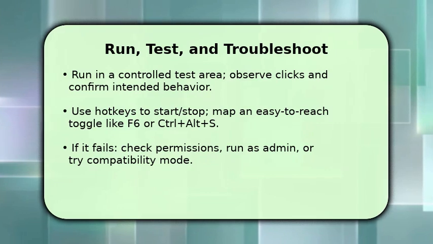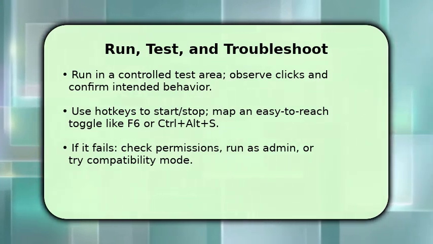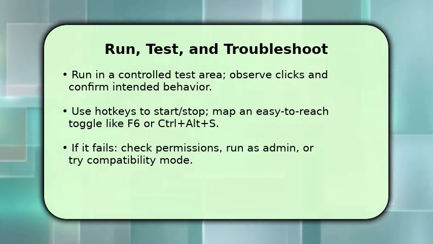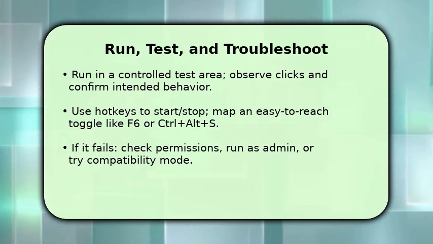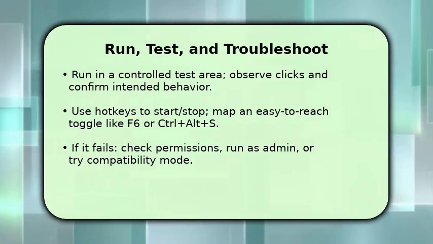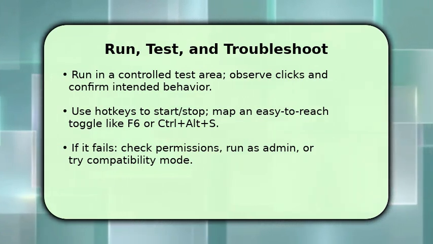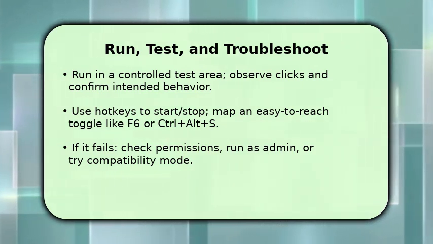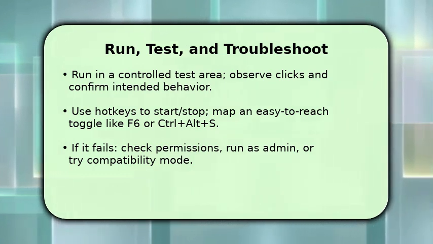You finish by testing and ensuring reliability. First, run the clicker in a small, controlled area and start with a slow interval so you can watch each click and confirm it hits the right target. Make sure you assign a clear hotkey to start and stop. An easy toggle prevents runaway clicking. If clicks don't register, verify the app has administrator privileges, enable input hooks or compatibility mode, and close interfering overlays. These steps resolve most issues quickly.